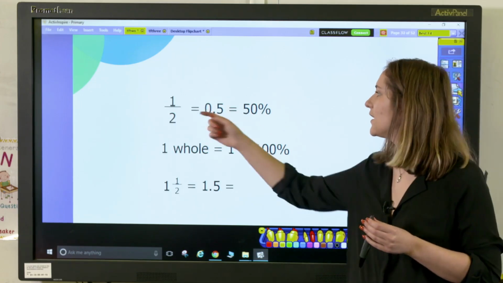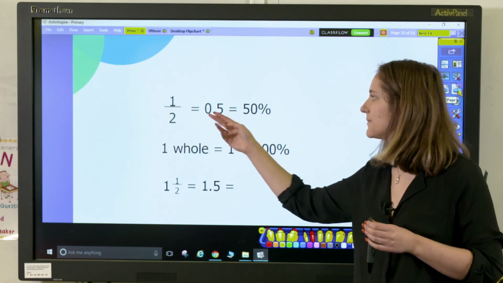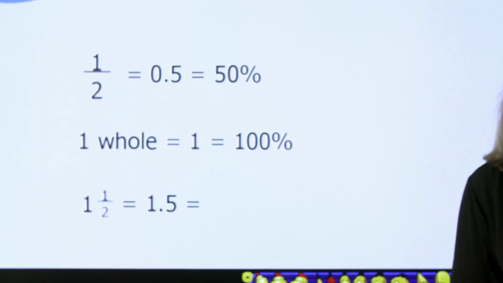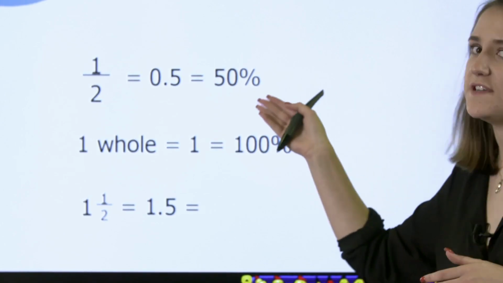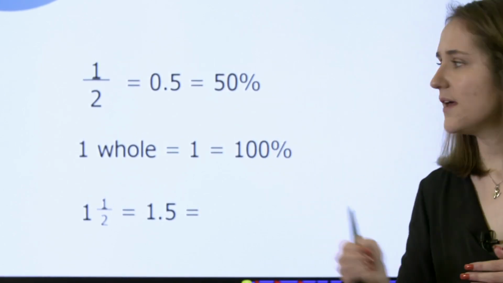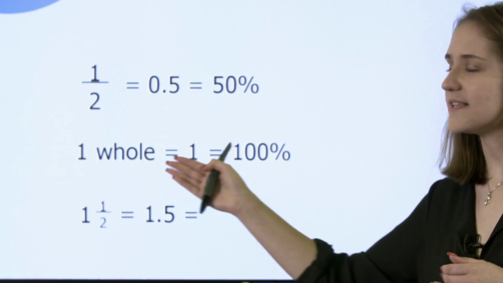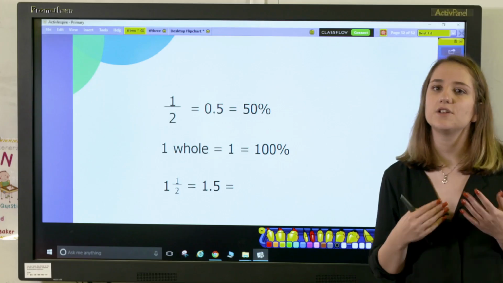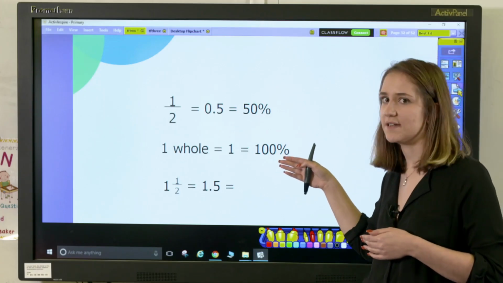So, if we have a look here, we have a half, and that is the same as 0.5. If we multiply that by 100, we get 50%. Here, we have a whole. That is the same as 1. If we multiply it by 100, we get 100%.